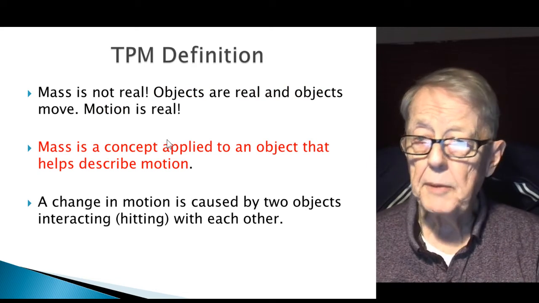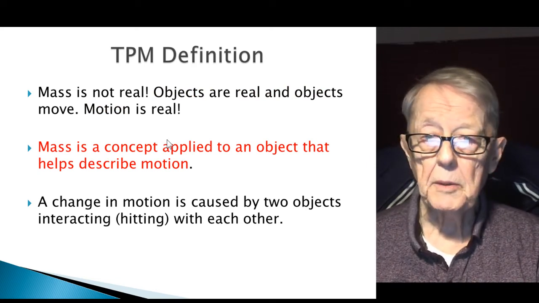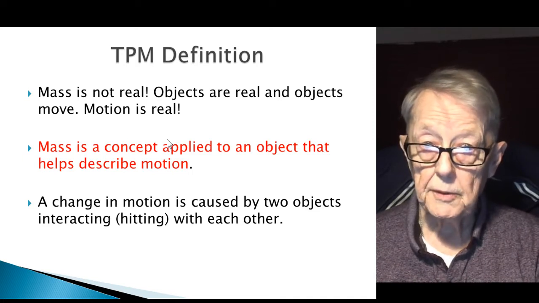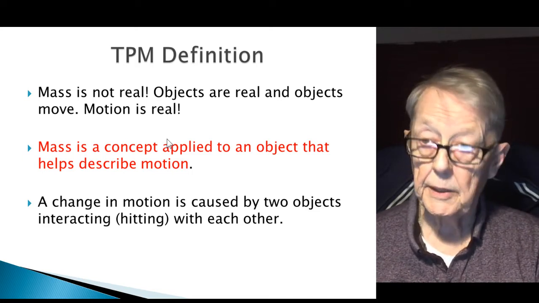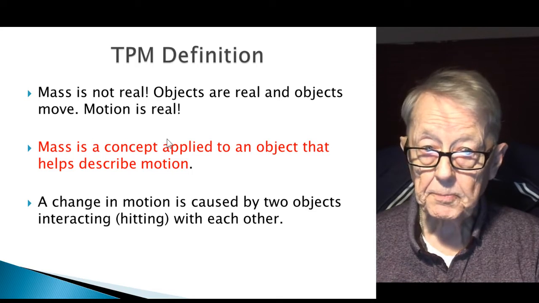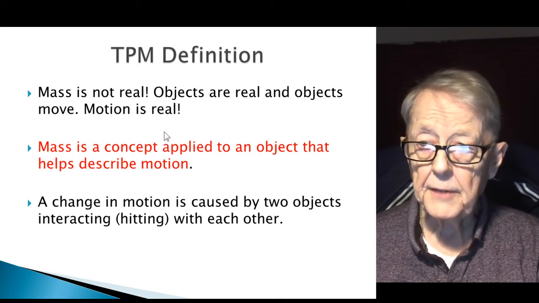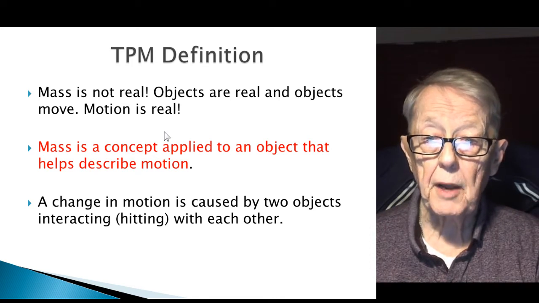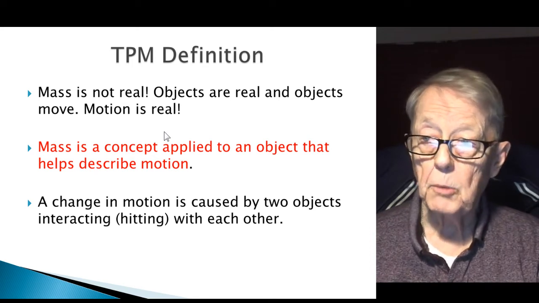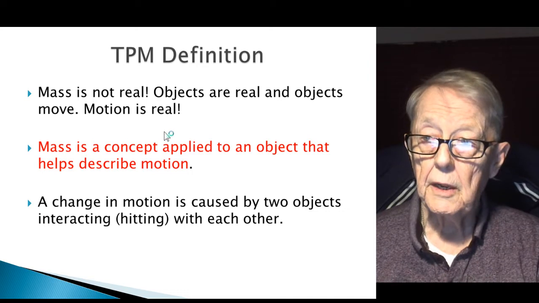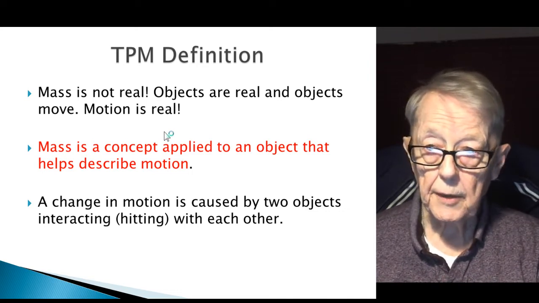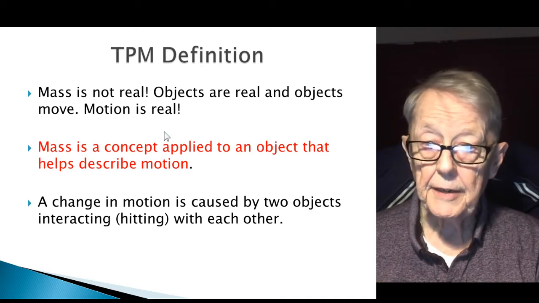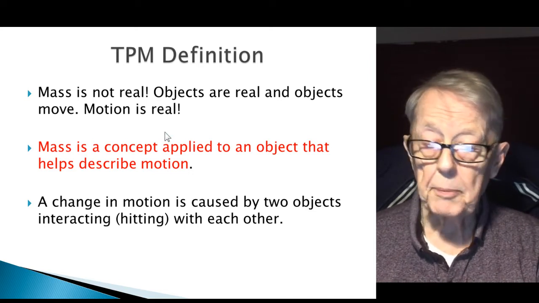So the TPM definition: mass is not real. Let me say that up front. Objects are real and objects move. Motion is real. We can observe motion directly. So my definition, the TPM definition, is that mass is a concept applied to an object that helps describe motion. That's what we use it for. Otherwise, there's no apparent reason to give an object this property.